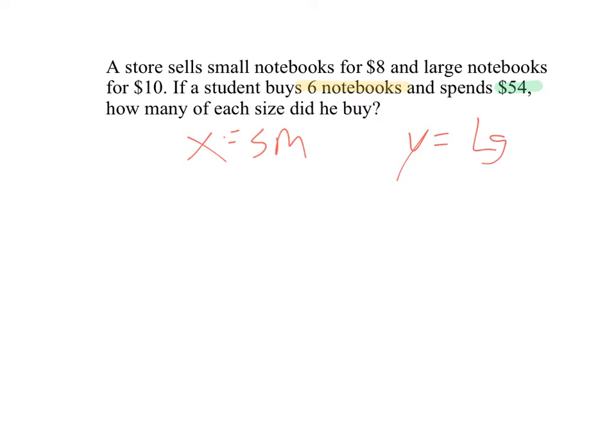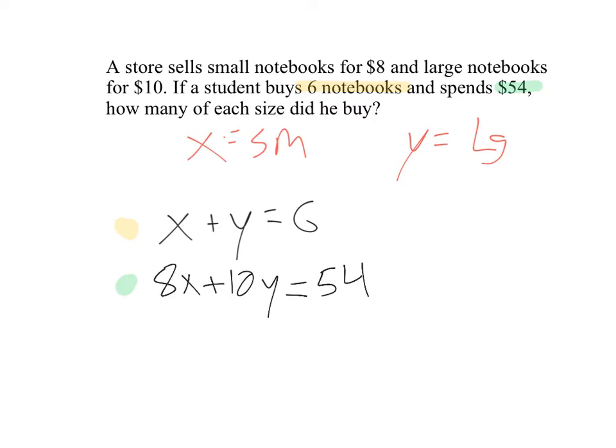All right, so let's get 2 equations going. First equation is going to talk about just the total quantity of notebooks. So between our smalls and larges, we had 6 total notebooks. Second equation is going to talk about the cost. Well, we know we spent $54 total, so I know this is going to equal 54. And each small notebook was 8, each large was 10, so I could say 8 for every x and then 10 for every y. And now I've got my system of equations.